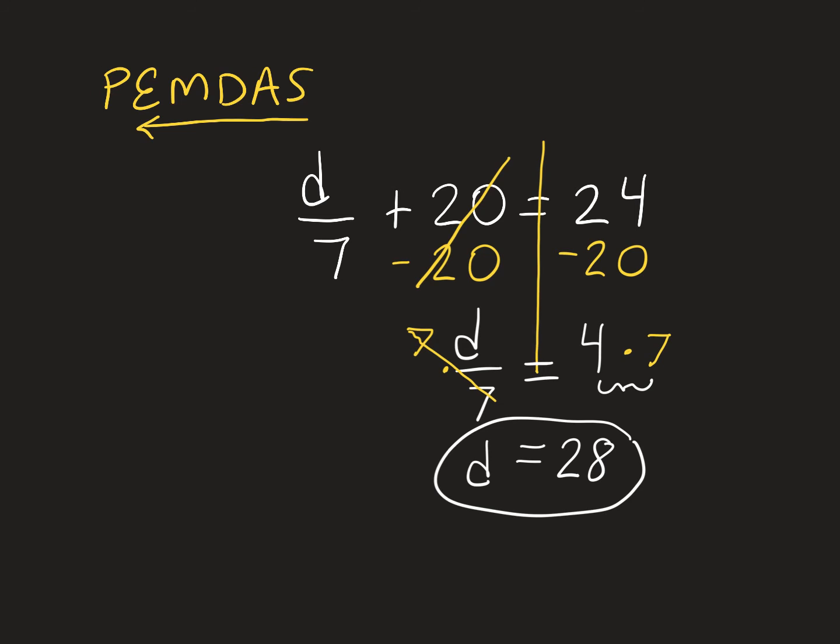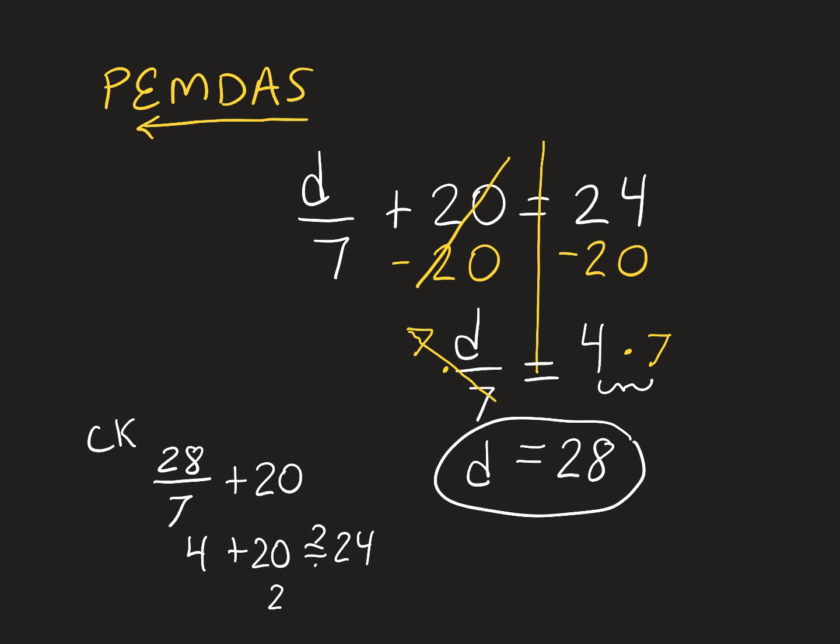To check your answer, you put it back into the original problem. So for our check, we would replace our d with 28, divide it by 7, and add 20. So then you're doing PEMDAS forwards, and you would have 28 divided by 7 is 4, plus 20. And you're checking, does that equal 24? Well, it certainly does, so you know this checks out. That's one type of problem where you are dividing.